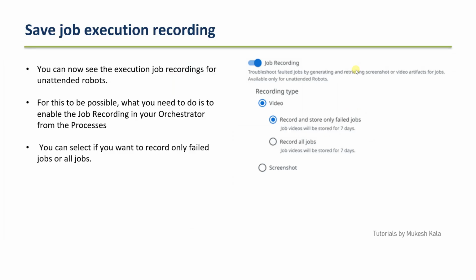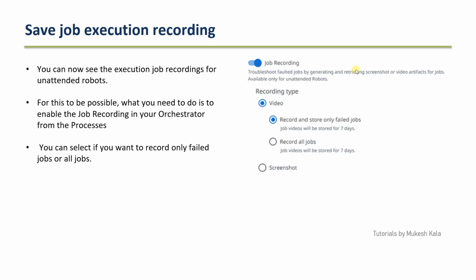The next important feature which is available is called the save job execution recording. Right now, with this option, whenever your job is running in unattended mode and it gets some exception, UiPath will automatically take a screenshot or record a video, and it would be available for you to investigate. Now, where does this option look and how does it look like?